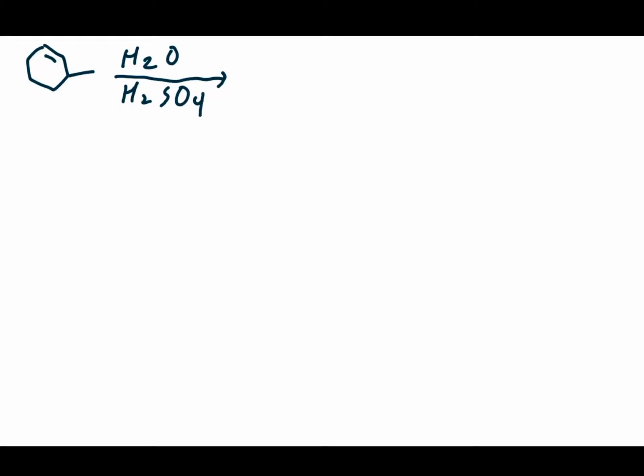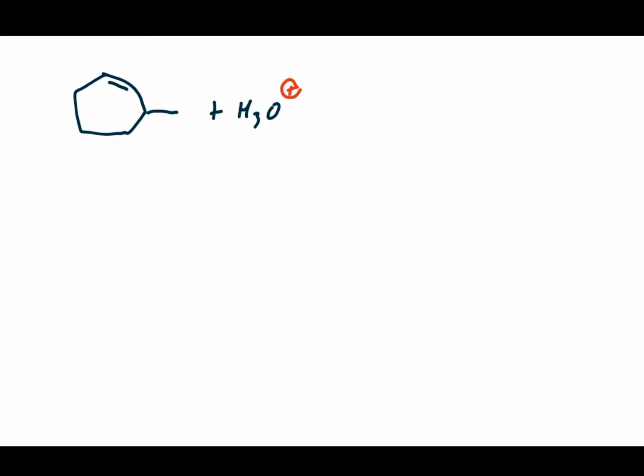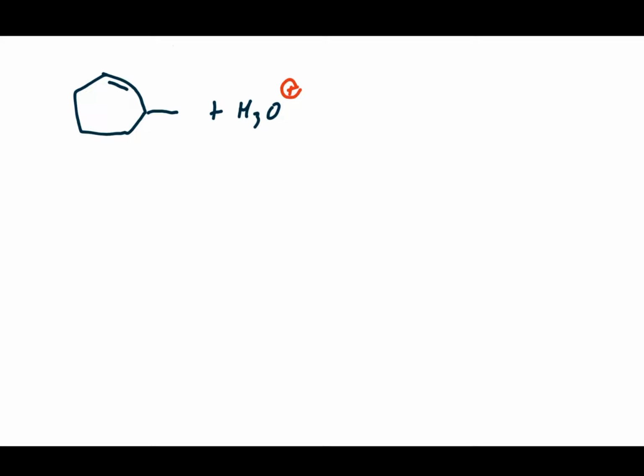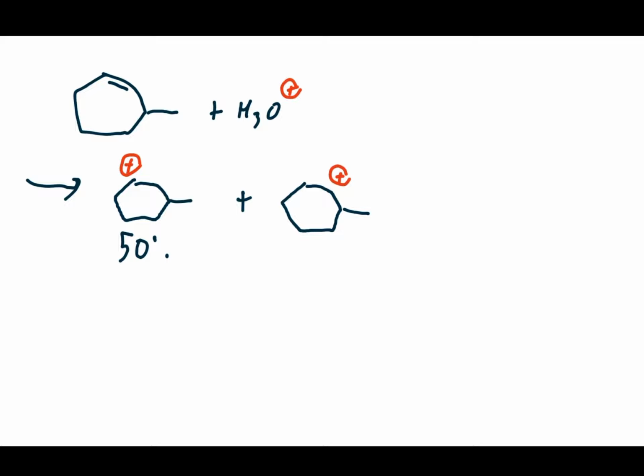Okay, so the answers to this one, I say answers in plural because there are two, are these. They end up showing up in equal amounts, and I'll show you why right now. Remember, hydration creates a carbocation, and it's Markovnikov, so it'll end up on the more substituted side. However, in this case, both sides of the double bond are secondary, so it'll end up on either side equally. And those show up in a 50-50 ratio.